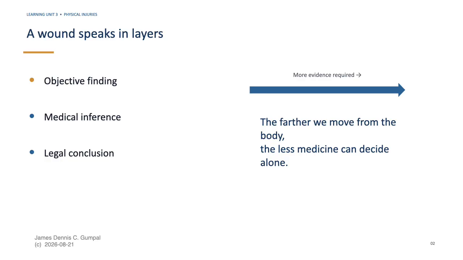Begin with the phrase objective finding. The type, location, dimensions, depth, direction, and damage structures. Next comes medical inference. What mechanism is compatible with those findings and whether the injury could explain disability or death. The final phrase is legal conclusion. Identity, intent, treachery, unlawful aggression or guilt. Notice the arrow. More evidence required.